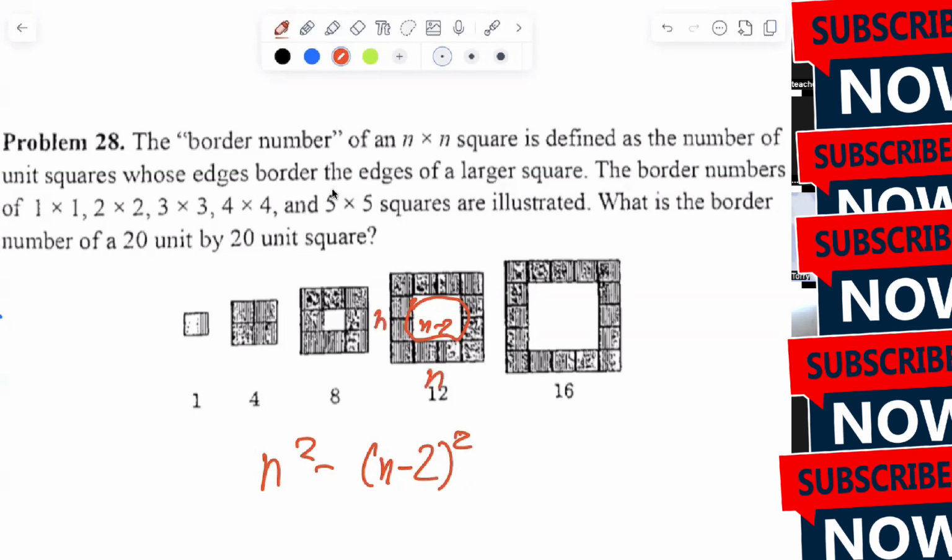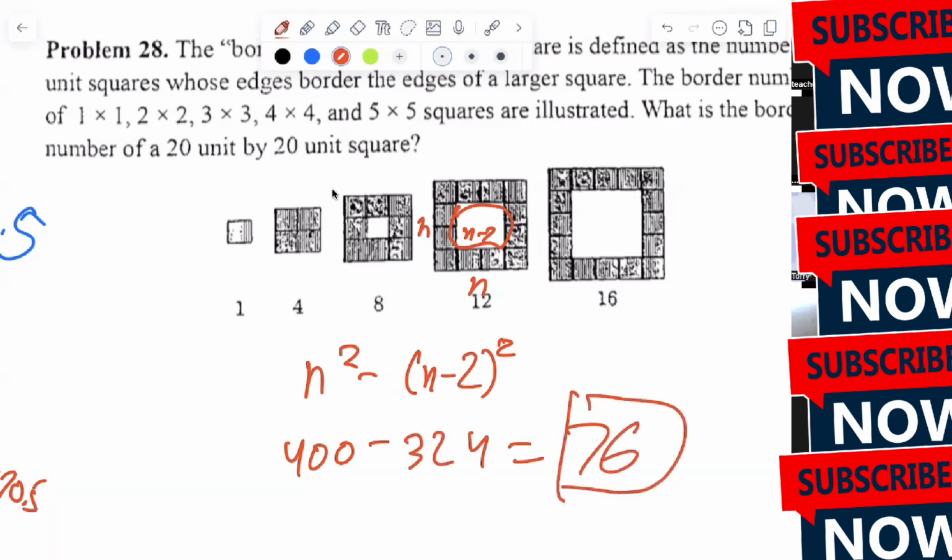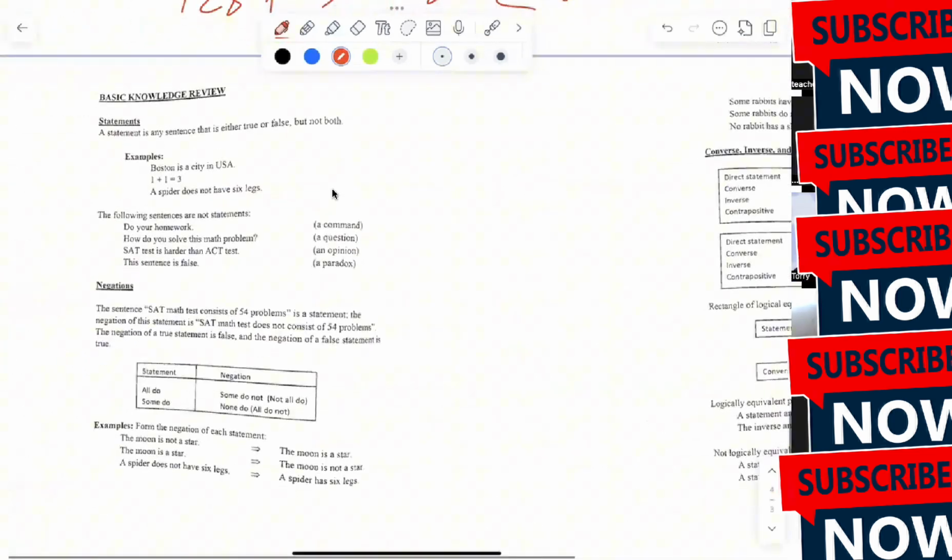And subtract that, we get basically the formula is n squared minus (n minus 2) squared. So plug in 20: 20 squared is 400, minus (20 minus 2) squared, which is 18 squared, or 324. Subtract, you get 76. Okay, let's go to a new one.